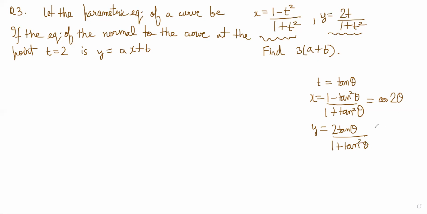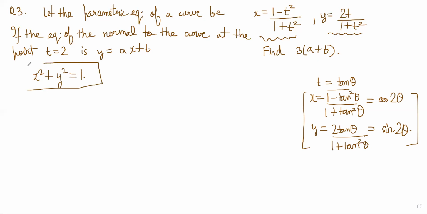However, how do I know these things? You can prove this very easily. This is a simple identity, and this is a standard identity in trigonometry. So the substitution t is equal to tan theta just converts x to cos 2 theta and y to sine 2 theta. And therefore the equation will be simply x squared plus y squared is equal to 1, right? Because cos square plus sine square will be 1. So this is my equation of the curve.